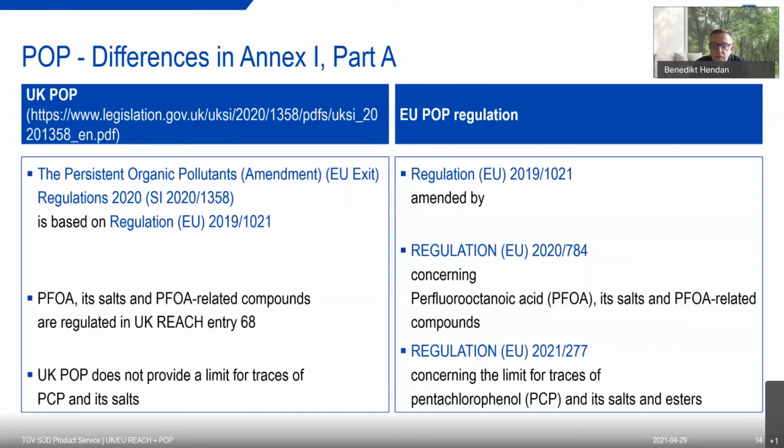But many people think that was a mistake by the EU Commission, by ECHA, so they have now set up a limit for traces of PCP of 5 mg/kg. But the UK POP regulation does not currently provide this trace limit. So maybe they will also follow the EU, or they will do something different. So this is again something where we have differences, which may lead to problems, and we'll see what will happen in the future, whether these regulations will diverge more.